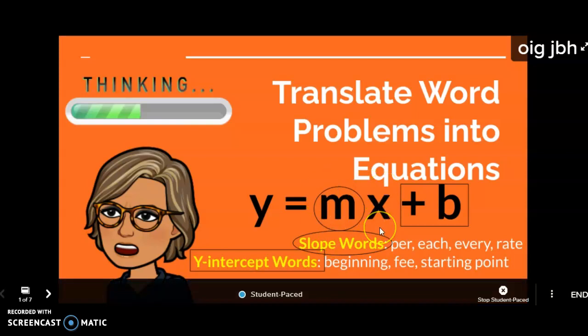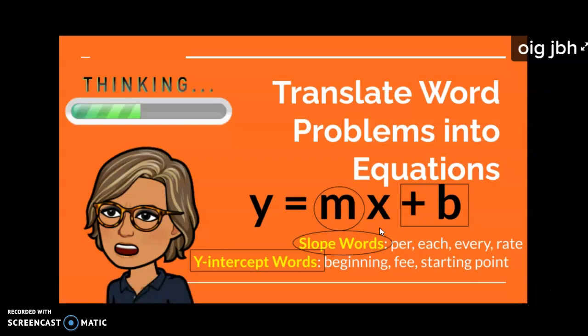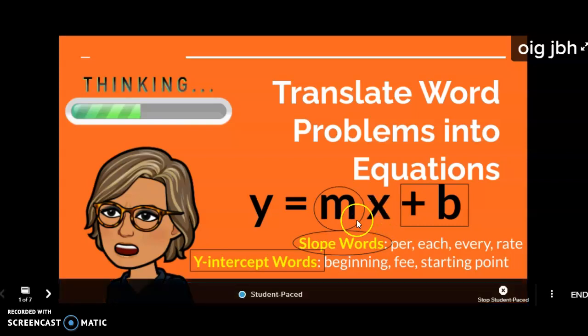Slope is the word that is repeating. So that's why we look for per, each, every. The word problem tells me specifically how it's repeating, but those words per, each, every, or rate tell you that it is a repeating word. Intercept is the one that happens only one time. So if you click through your slides, it is student paced, so you can click through as you need to.